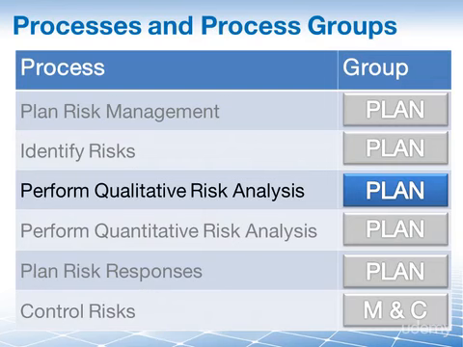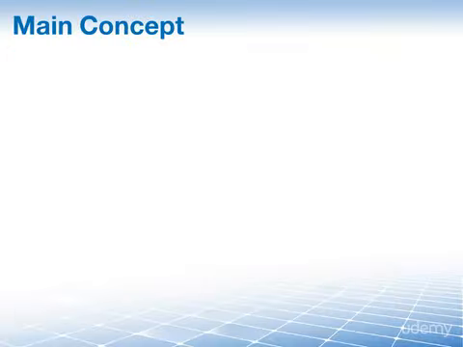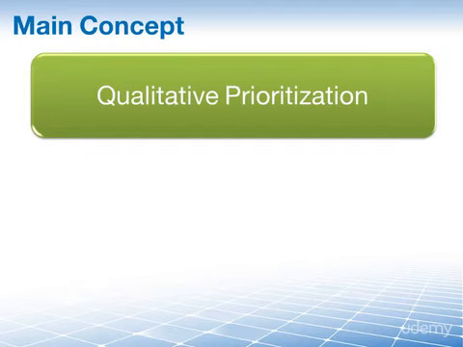In terms of the processes and process groups, project risk management is very much like project time management, where most of the processes fall into the planning process group. So, perform qualitative risk analysis. The focus of this lesson is a planning process. The main concept to understand for this process is that the identified risks need to be prioritized qualitatively.